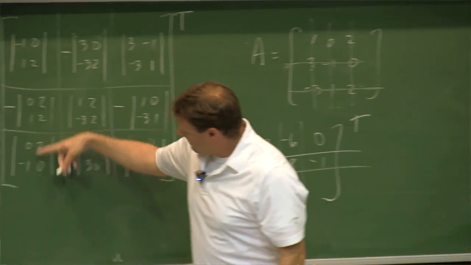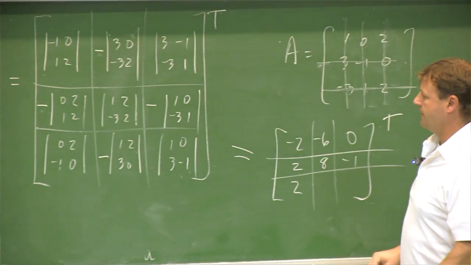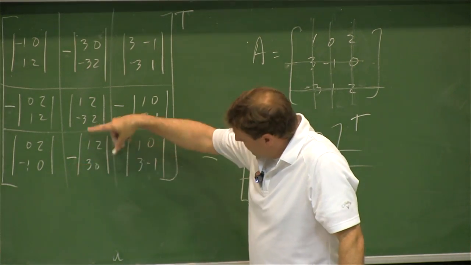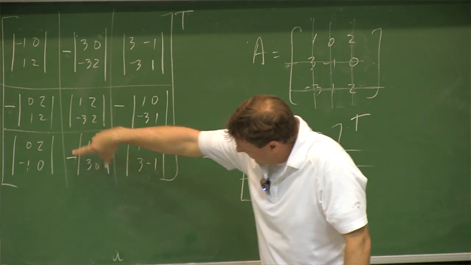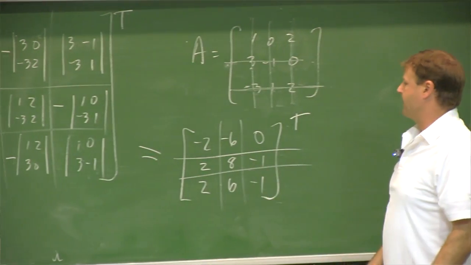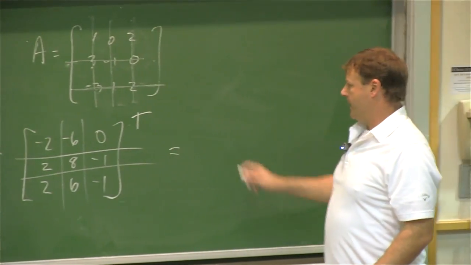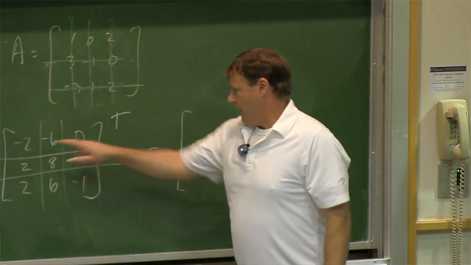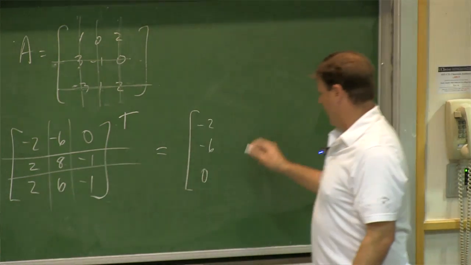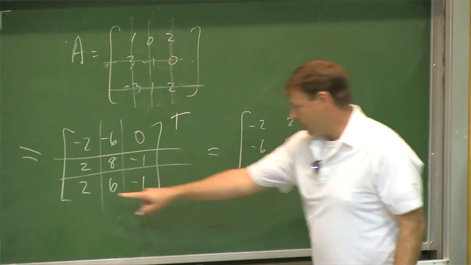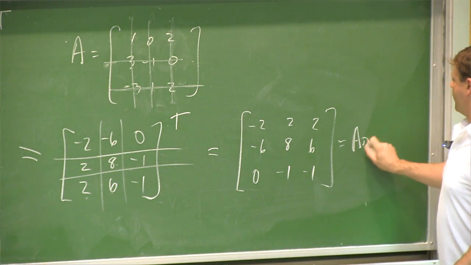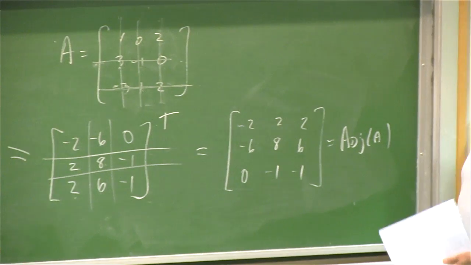This one is 0 minus negative 2, so positive 2. 0 minus 6, but then with a negative, so negative 6 with another negative, so positive 6. And then this one's negative 1. Okay, so finally we can take our transpose now. I have 2, negative 2, negative 6, 0, 2, 8, negative 1, and then 2, 6, negative 1. That right there is the adjoint of A.